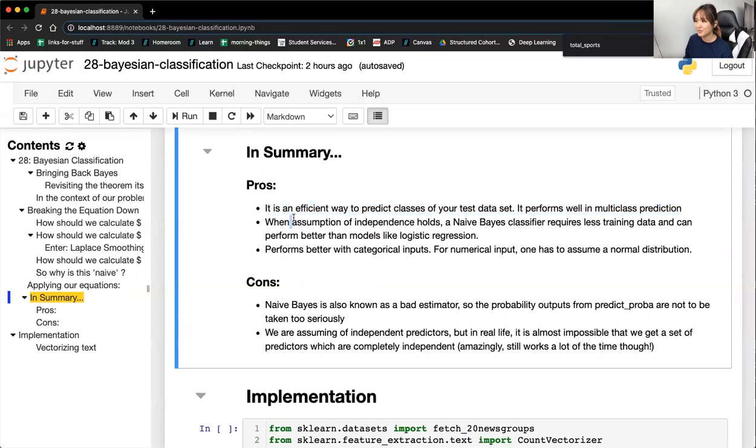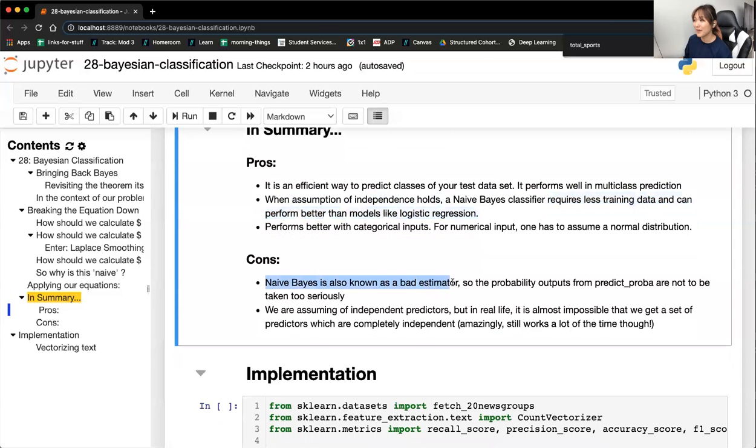When the assumption of independence holds, so typically if you can say that your different features are more independent of each other, your naive Bayes classifier will require less training data and can perform better than other models like logistic regression. I think some of you who have tried logistic regression on that mini project saw that it doesn't perform very well, but with naive Bayes, maybe try that out and see.